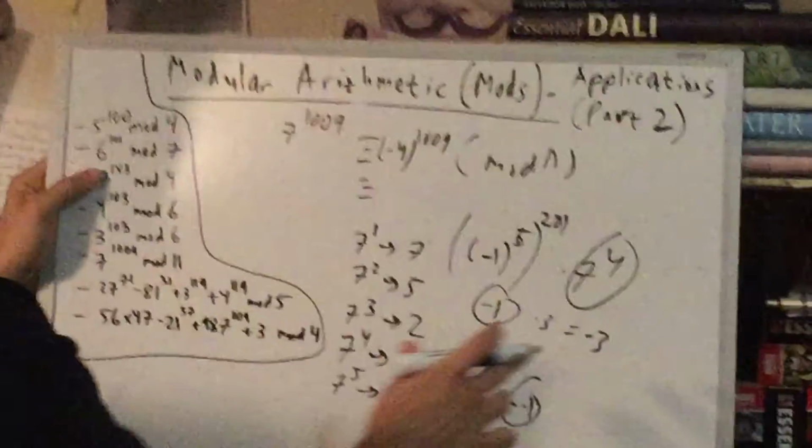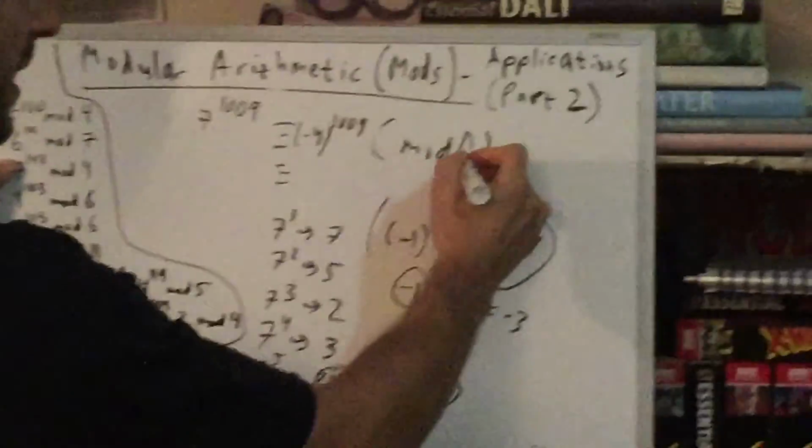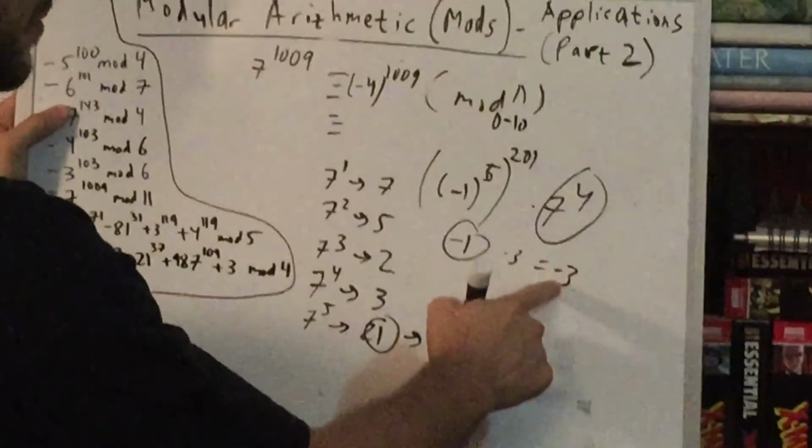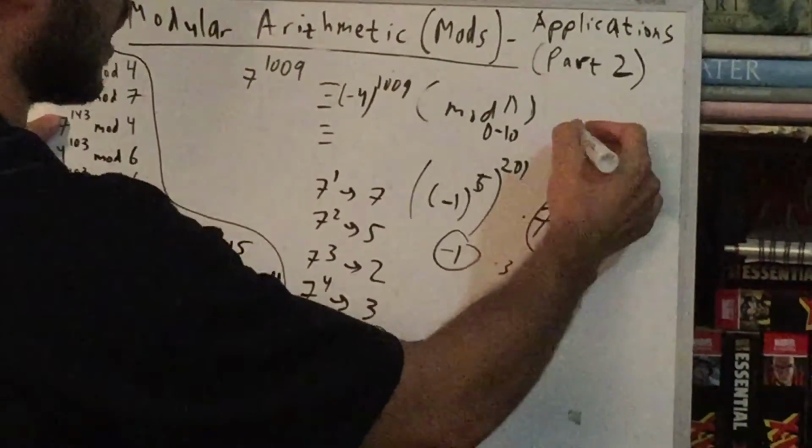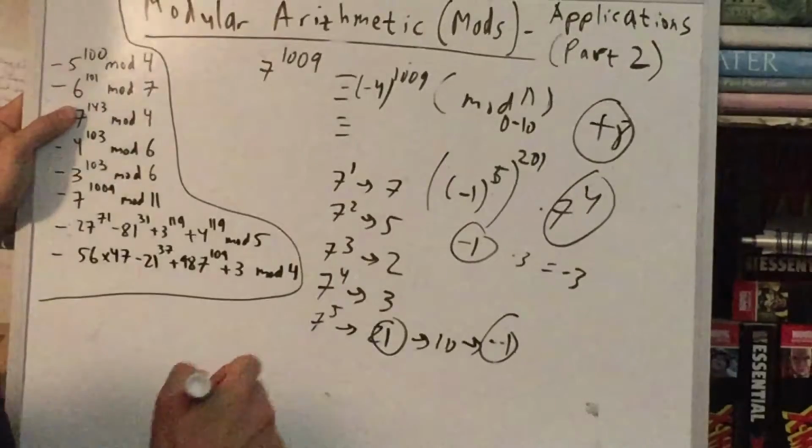Now for the final answer, we have to bring it into 0 through 10 range. So we just add an 11 to this. -3 plus 11 is +8. So that's our answer. +8.